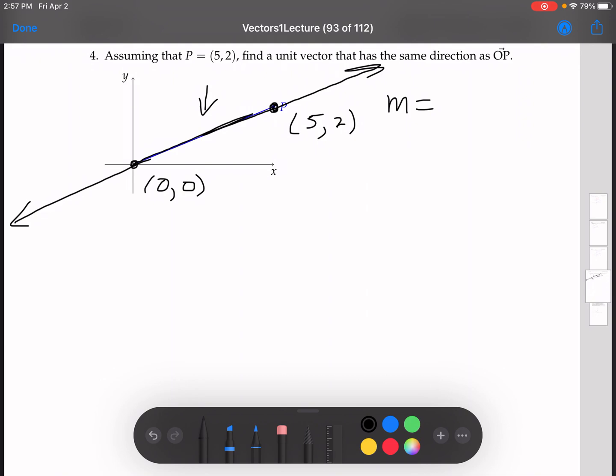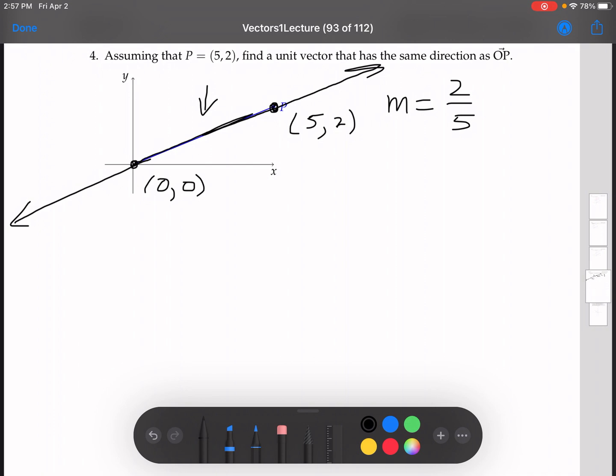M is equal to y2 minus y1 over x2 minus x1. So we can think of this as 2 minus 0 over 5 minus 0, which is 2/5. So the slope of the line that goes through our vector OP, which continues right through it in both directions, is 2/5.